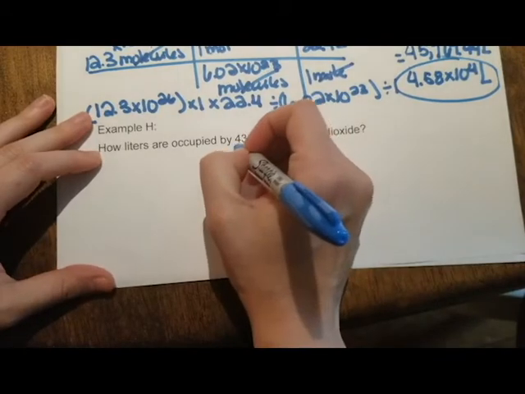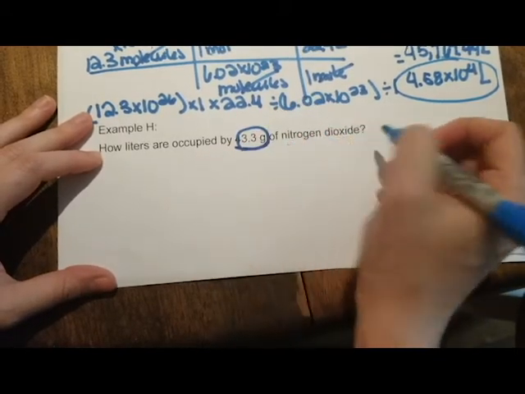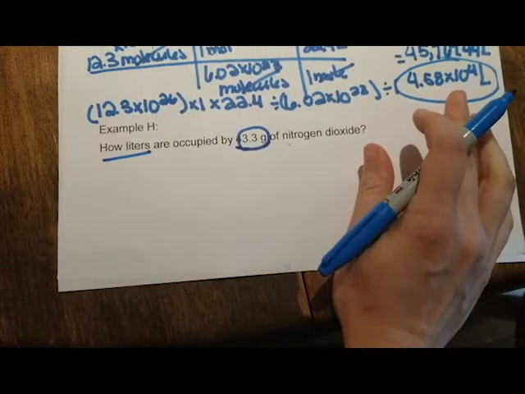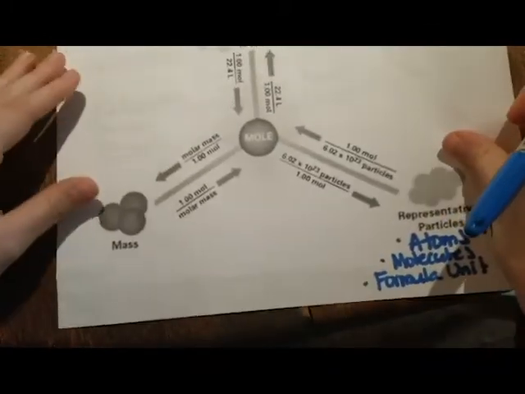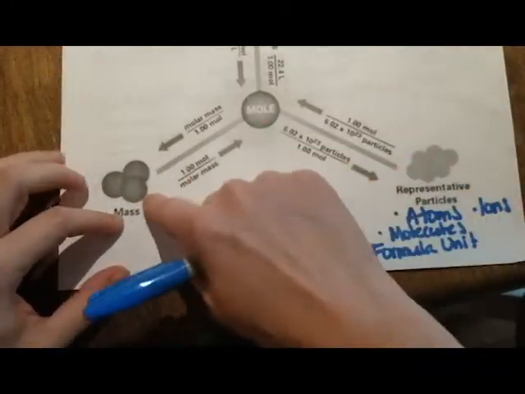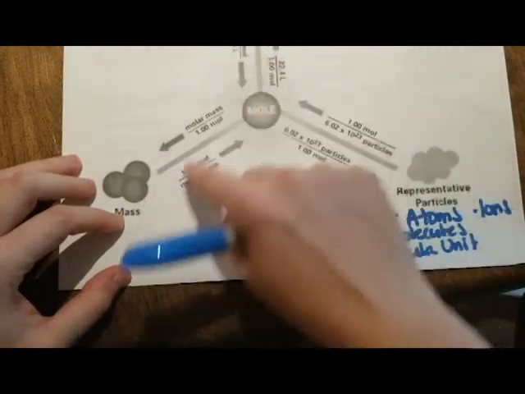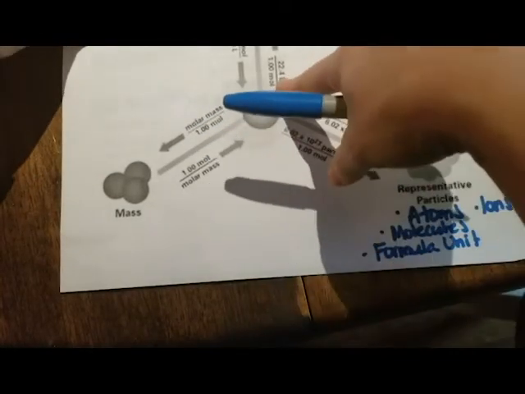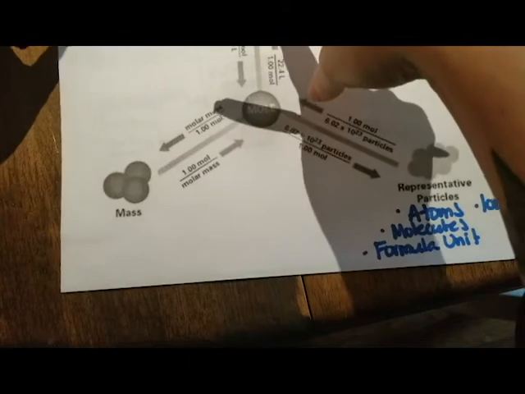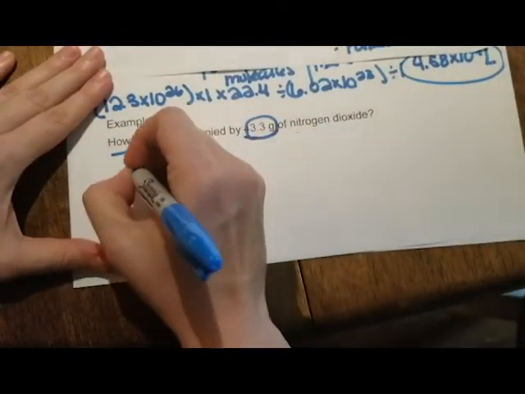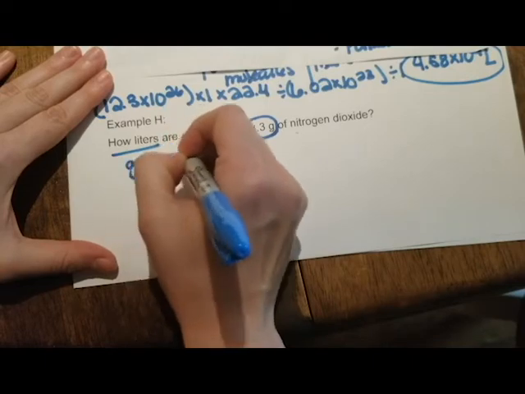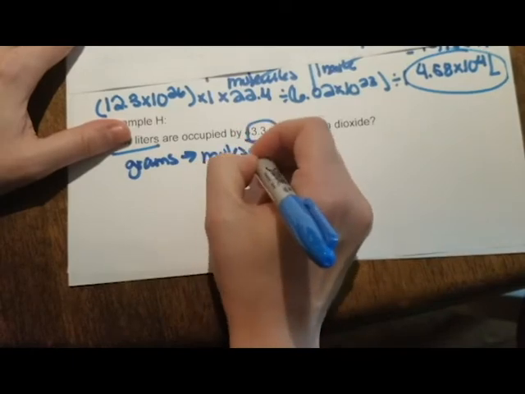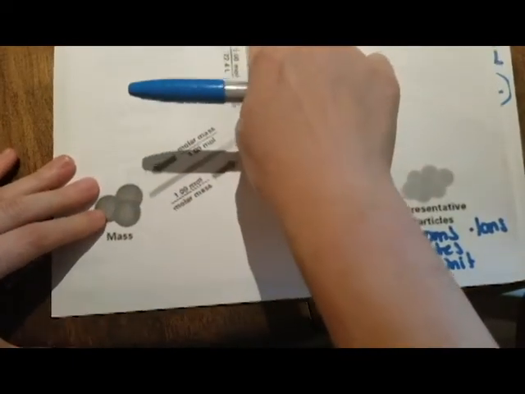Example H. It gives me 43.3 grams of nitrogen dioxide and it wants liters. So if I look back at my map, I'm given grams, which is mass, and I want liters, which is volume. So I have to do 1 mole over molar mass, then I'm in moles, and then I can do 22.4 liters over 1 mole, and that will give me liters. So I'm going from grams into moles, and from moles into volume.